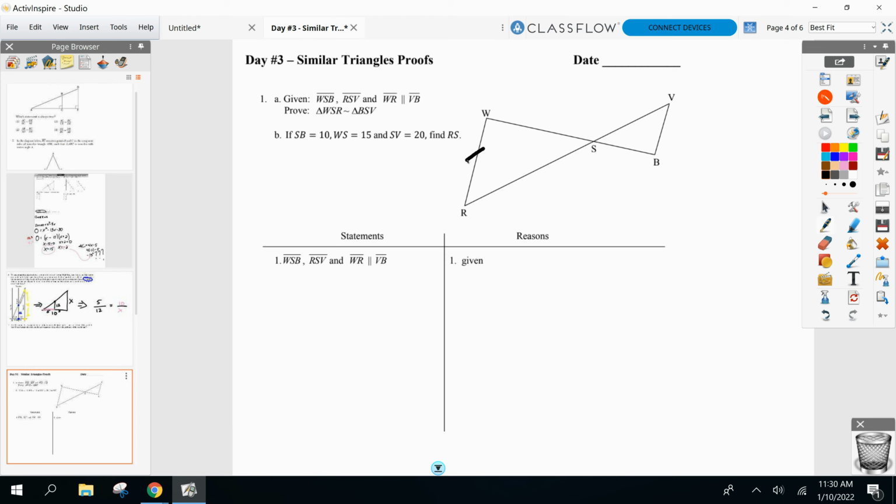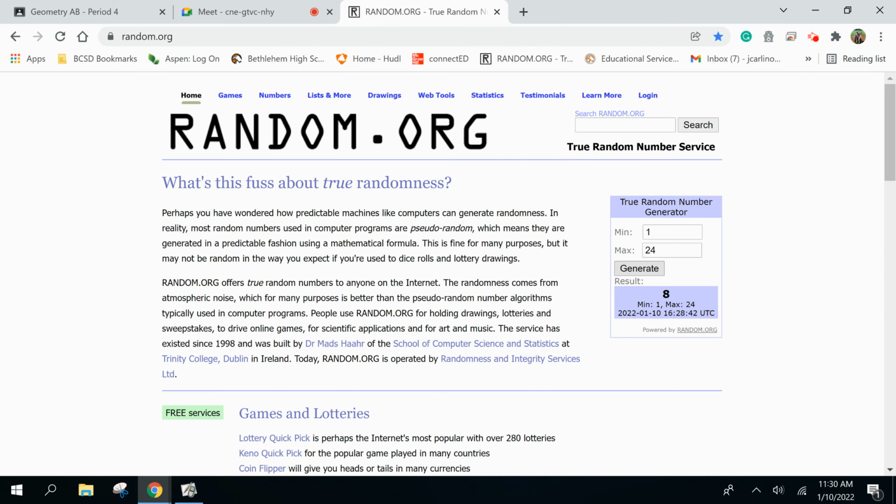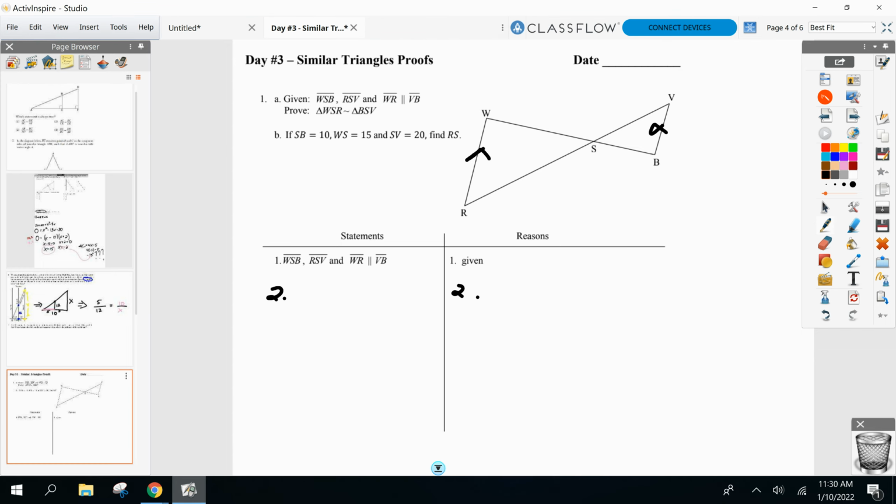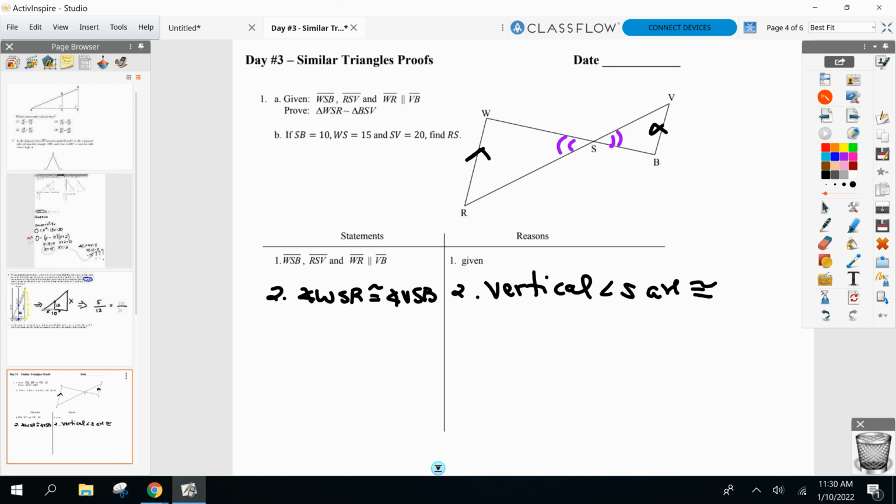All right, I got RW parallel to VB. I'm not even going to give you time in your group because we should know it like that now. Give me a pair of angles you know are equal. Angle WFR is congruent to angle ESB. Why? Vertical angles are congruent. There's our first pair. That's all you need, two pairs of angles, and we're done. No sides needed to prove them similar.